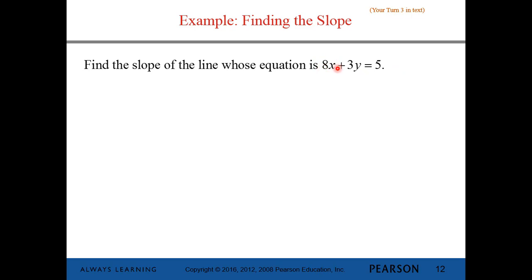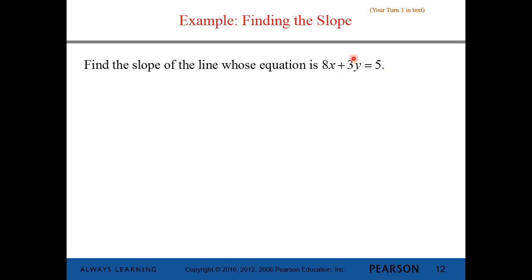We're going to subtract the 8x from both sides because whatever you do to one side of the equation, you have to do to the other. So we're going to subtract 8x from this side and 8x from this side. That's going to give us 3y equals 5 minus 8x.